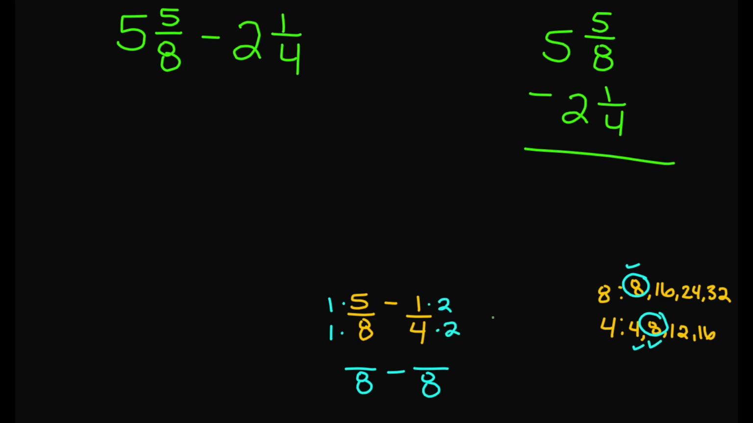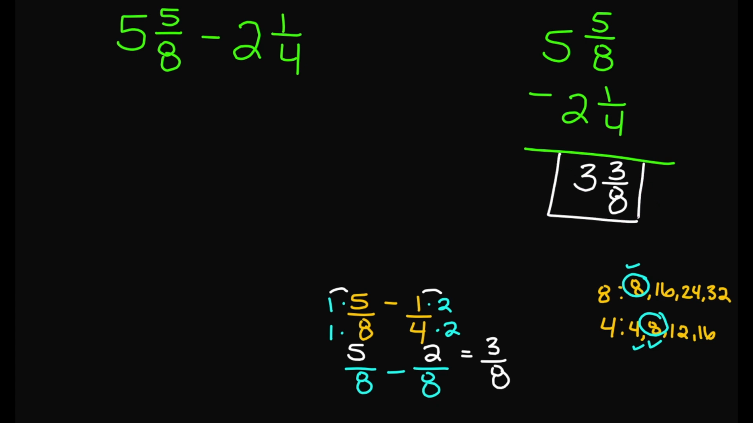Now we're going to multiply so that we can subtract. So 1 times 5, this is 5. 1 times 8, that's 8. And then 1 times 2, this is 2. And then 4 times 2 is 8. So now that my denominators are the same, I can go ahead and subtract my numerators. So 5 minus 2, this is going to be 3, and that's going to be over 8. So your fraction here, your answer is going to be 3 over 8. And then when you subtract your 5 minus 2, this is going to be 3. And since I cannot simplify any further, your final answer here is going to be 3 and 3/8.